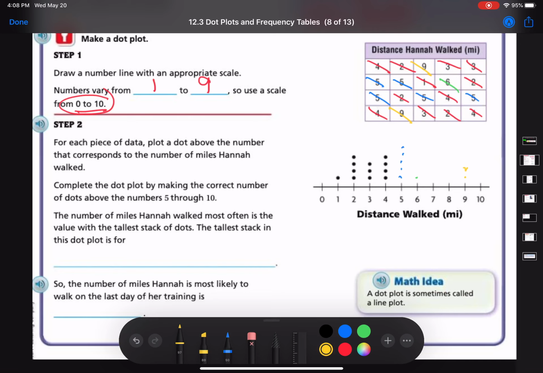So now, the question is, the number of miles Hannah walked most often is the value with the tallest stack. So the one with the most dots is the 5 miles. So the number of miles that she's most likely to walk on the last day is the 5 miles.